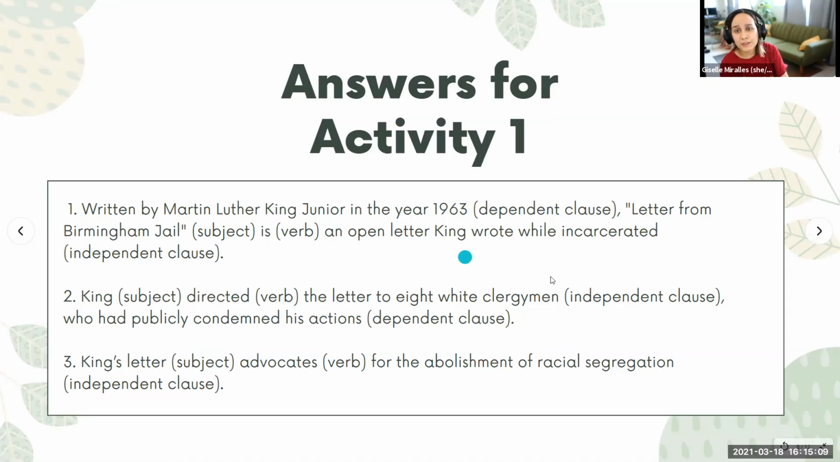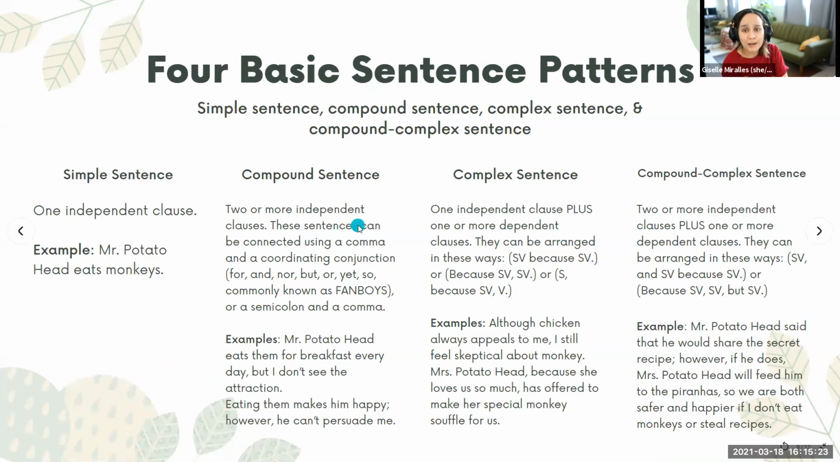Okay, so neither of these would be considered compound sentences because this is made up of a dependent clause and an independent clause. This is made up of an independent clause and a dependent clause. Again, you need two independent clauses to make a compound sentence. So only these two here are compound sentences.